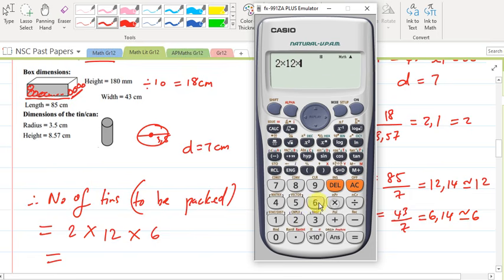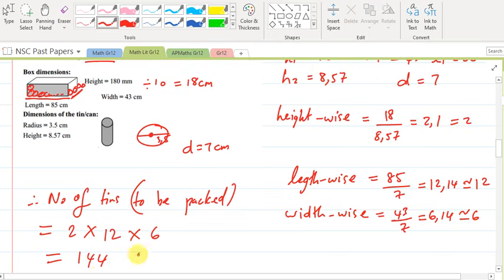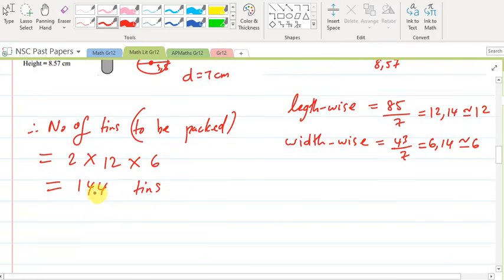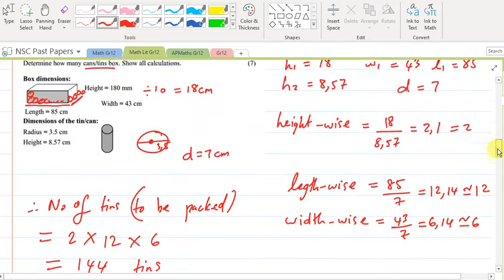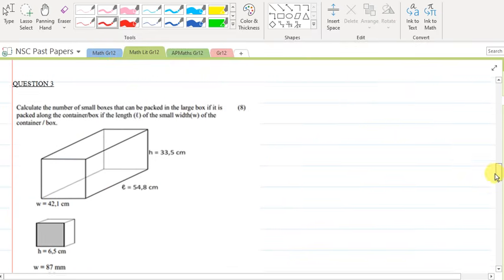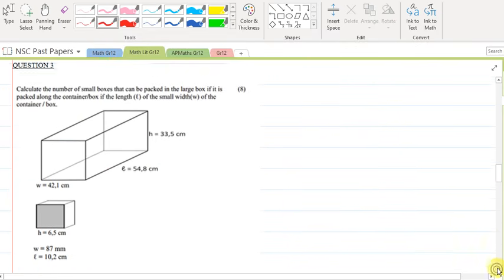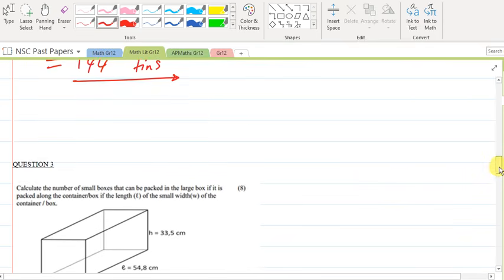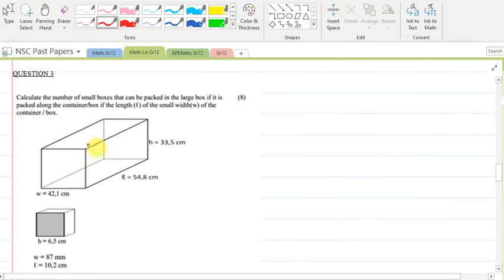Let us look at question number 3. Nice question. Question number 3 is something like question number 1. Calculate the number of small boxes that can be packed in the larger box if it is packed along the container box if the length of the small width of the container of the box.